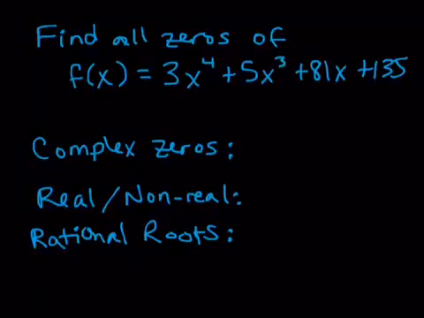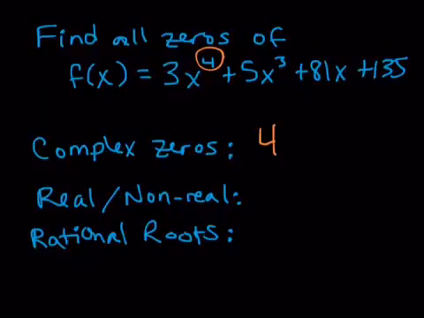Hi everyone, this is a video to finish the problem that we started in class, and here it is. Find all the zeros of the polynomial f of x equals 3x to the fourth plus 5x cubed plus 81x plus 135. So we begin by asking how many complex zeros there are. The degree of the polynomial is 4, and that means that there are 4 complex zeros. Now, how many of these are real or non-real?